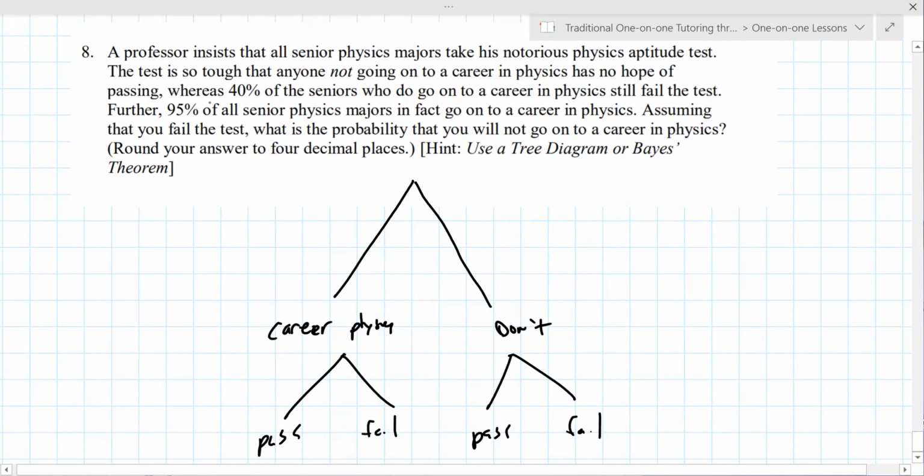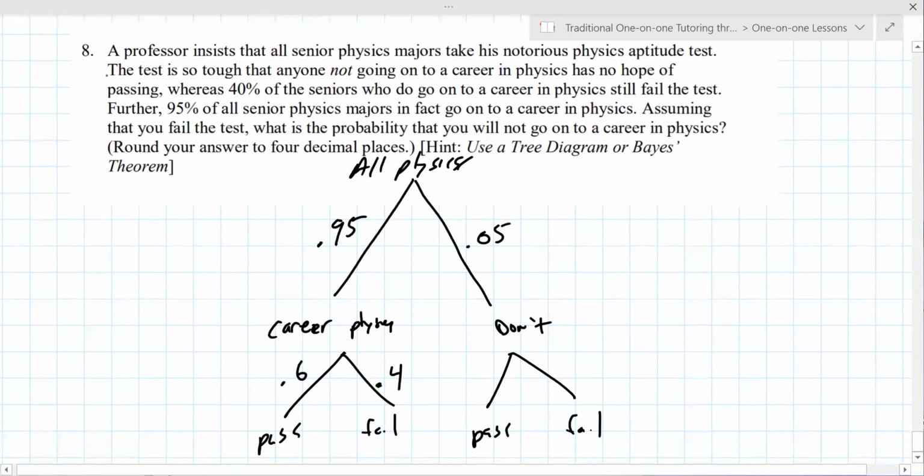So now we can actually use 40% of the seniors who go on to a career in physics still fail the test. So that's over here, and we assume 60% pass. 95% of all physics majors go on to a career in physics. That's up here, 0.95. So you're starting out with all physics majors, and they either go on to a career in physics or they don't. You might think, how do we do this side down here? Well, it says in the first sentence, it's so tough that anyone not going into a career in physics has no hope of passing. So if you don't go into a career in physics, you will fail 100% of the time and pass 0% of the time.